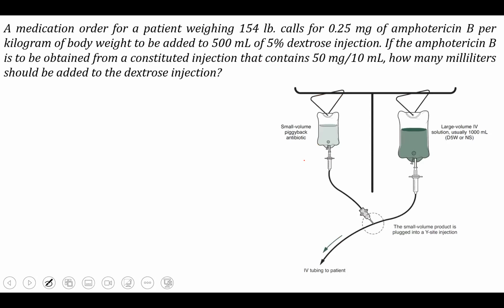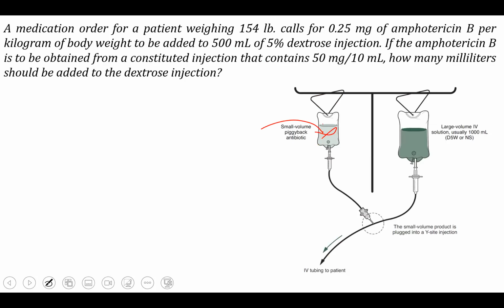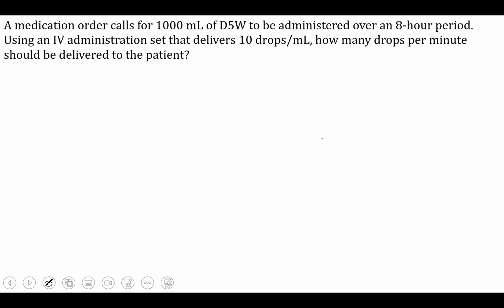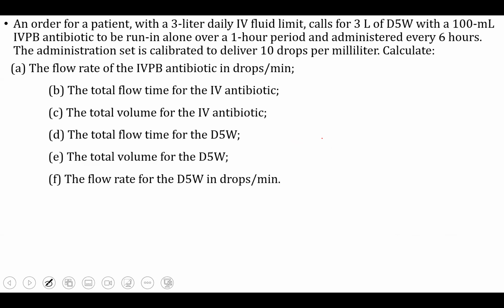A piggyback concept where you add your amphotericin B into it, and then I think one of the problems, in the next couple of slides, we will see how you can switch from piggyback to the large volume and then vice versa. This kind of equation in the file, you have IV piggyback.